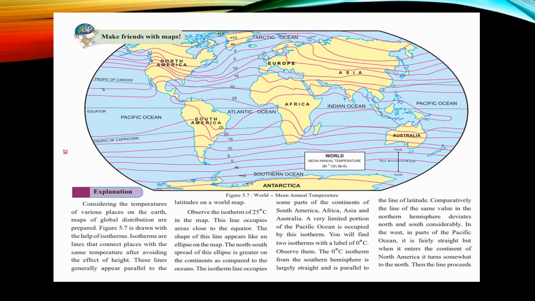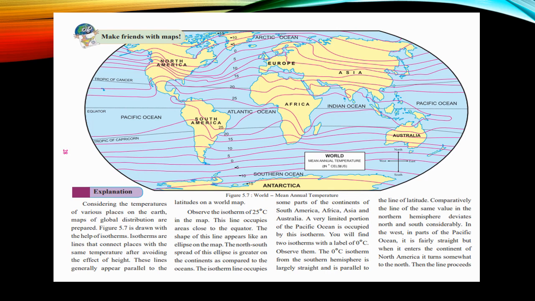Now let's see the next page, that is page number 28. Students, make friends with map. A world map is given over there which explains mean annual temperature. Let's see the explanation. Considering the temperatures of various places on Earth, maps of global distribution are prepared. Figure 5.7 is drawn with the help of isotherms. Isotherms are lines that connect places with the same temperatures after avoiding the effect of height.